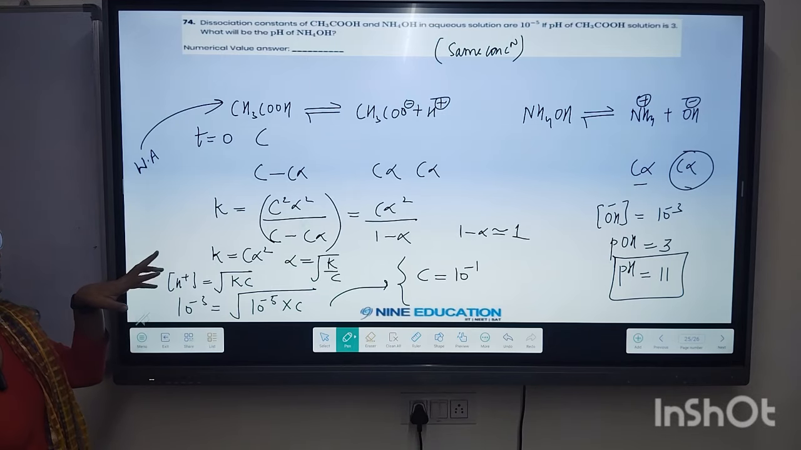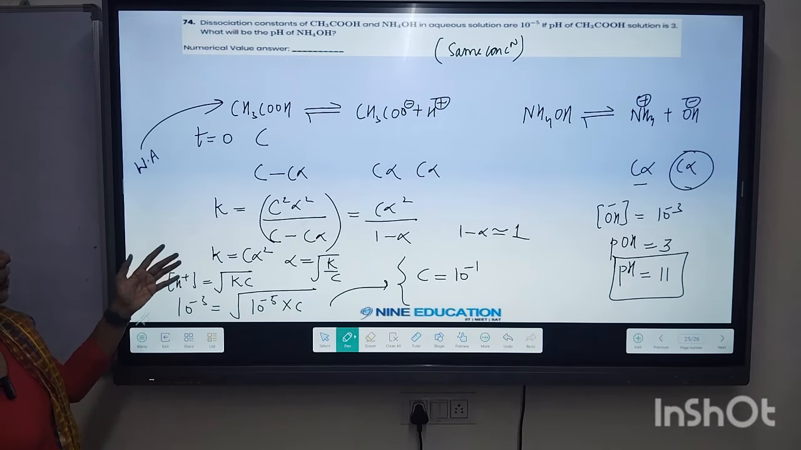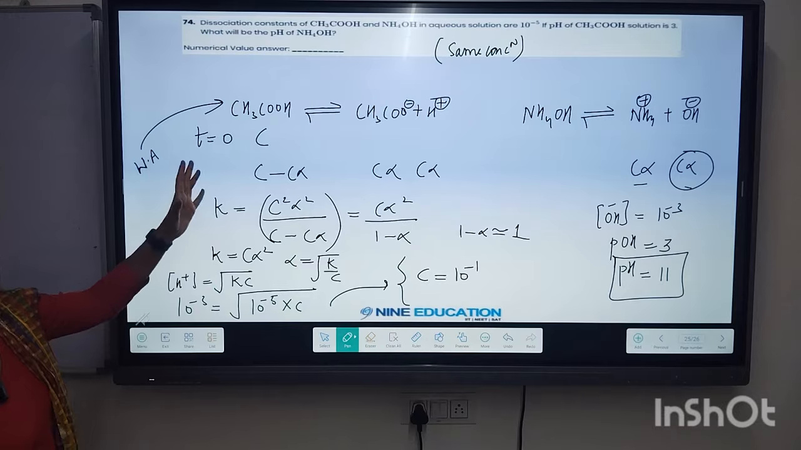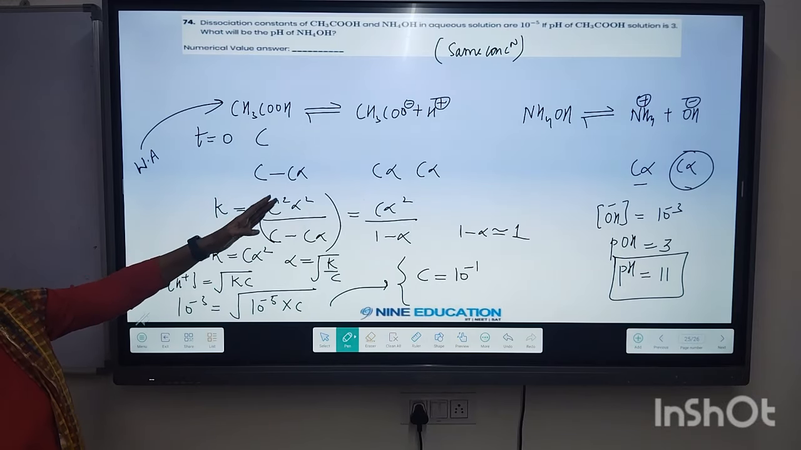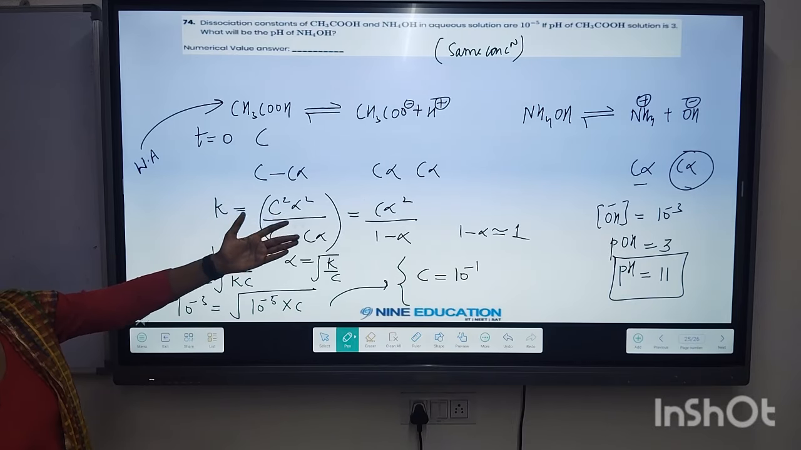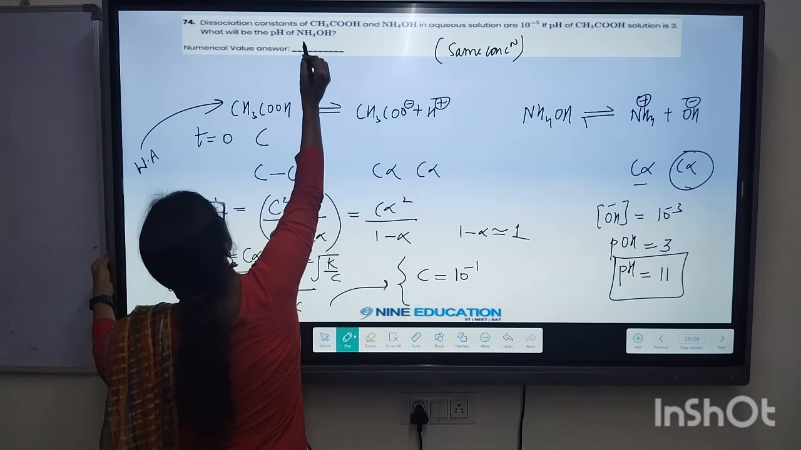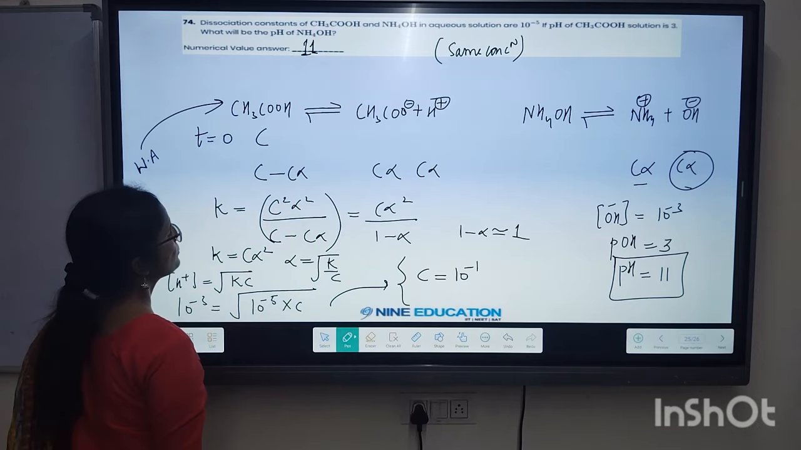So the very basic idea: two solutions are there, same concentration and same dissociation constant, so ultimately they will yield, like acetic acid will yield C alpha concentration of H plus, and the same will be the yield of OH minus from NH4OH, so 3, and their pOH will be 3, and pH will be what? 14 minus 3, it will be 11. So what will be the final answer? The answer will be 11 only here.